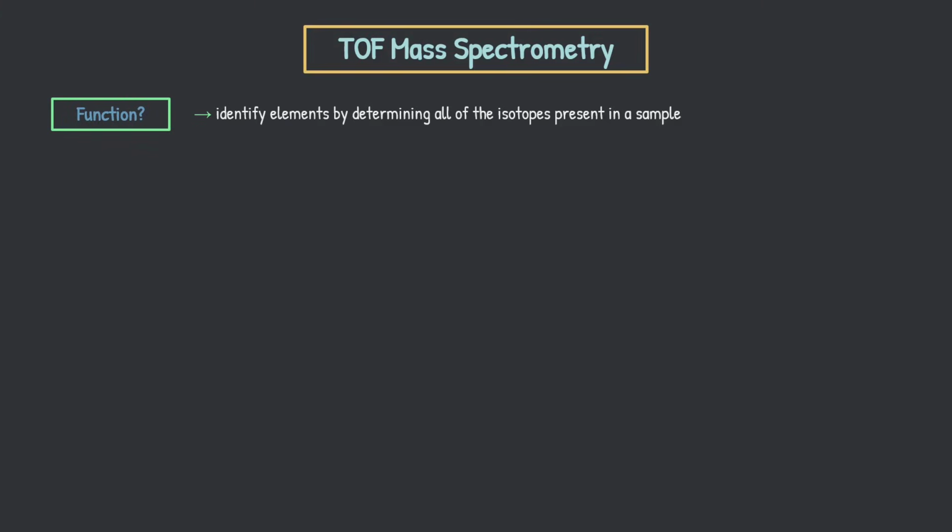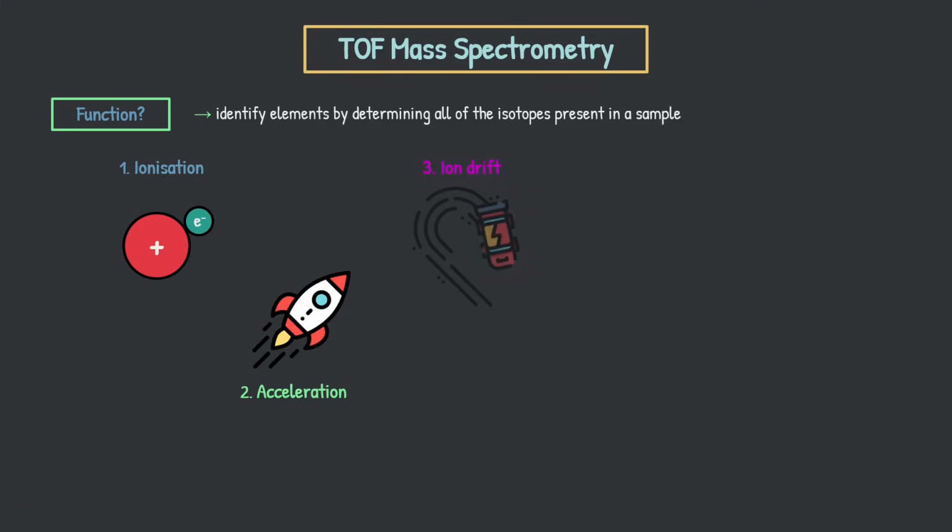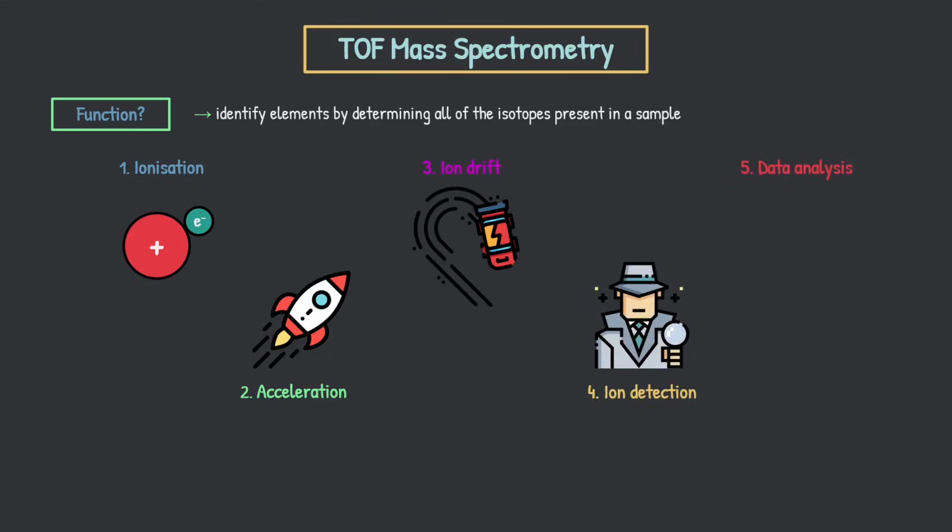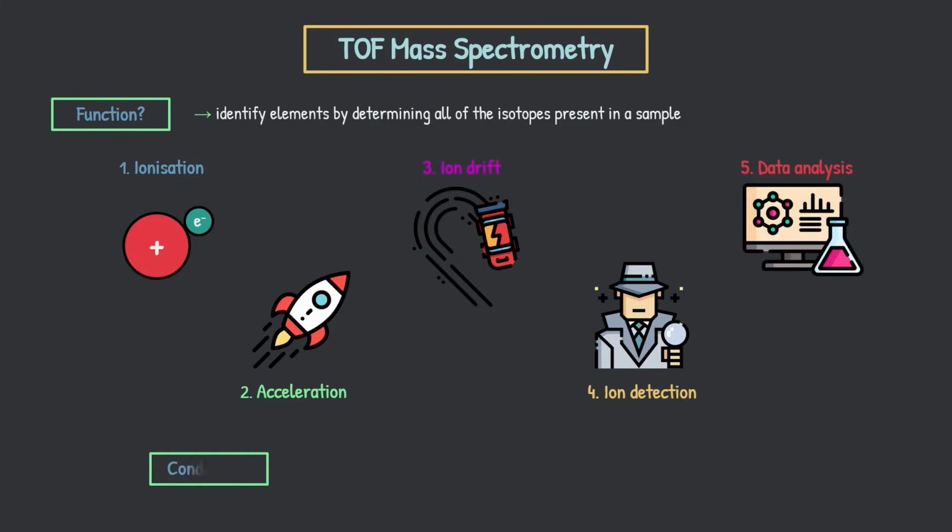Again, we're going to go through the 5 stages quickly. Do your best to remember these, and we'll go through some key details of each stage. So we have stage 1, ionization, stage 2, acceleration, stage 3, ion drift, stage 4, ion detection, and lastly, we have data analysis. A really important thing to remember here is the conditions.